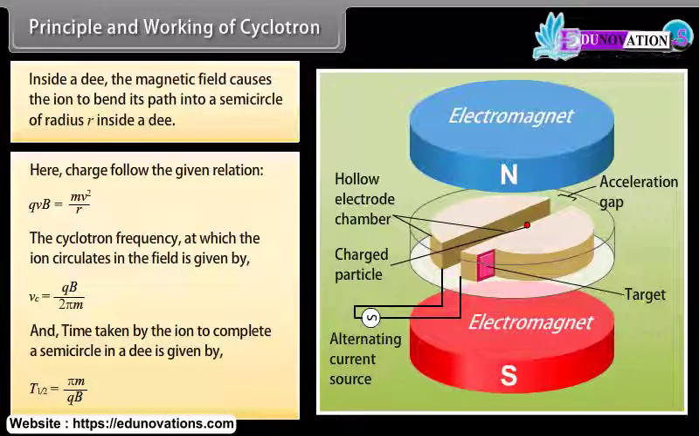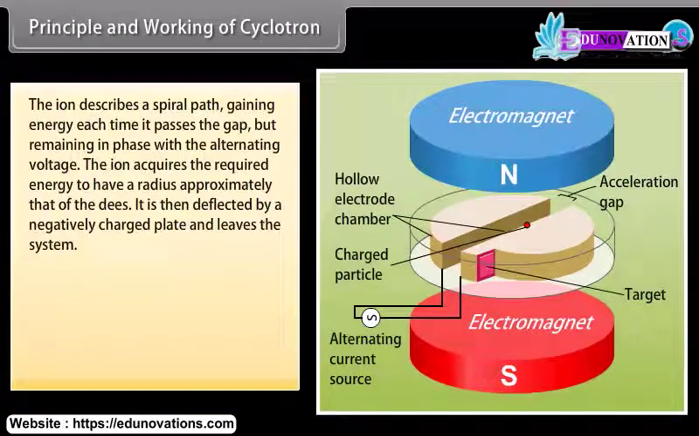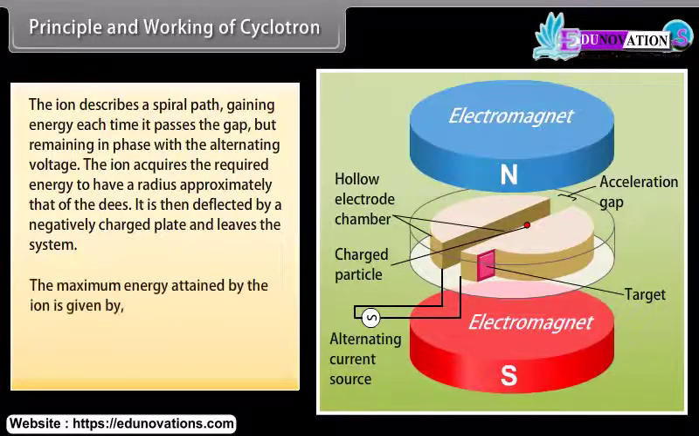This energy gain does not affect the resonance condition except increasing the orbit size. The ion describes a spiral path, gaining energy each time it passes the gap, but remaining in phase with the alternating voltage. The ion acquires the required energy to have a radius approximately that of the Ds. It is then deflected by a negatively charged plate and leaves the system. The maximum energy attained by the ion is given by B²R²q² divided by 2m.